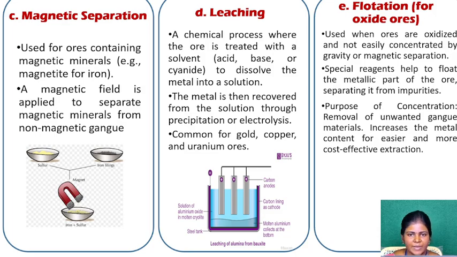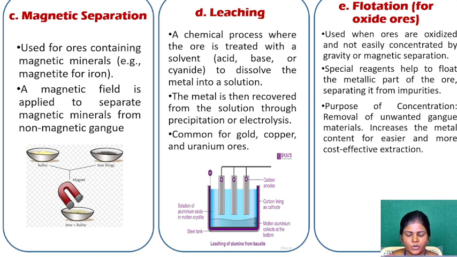Then the third one is magnetic separation. So with the help of a magnet, we can easily separate the metal from the ore. So this is used for ores containing magnetic materials, for example magnetite of iron. So here a magnet is used and the metal is separated from the impurities.